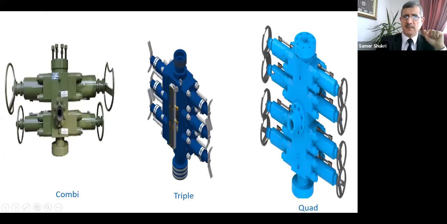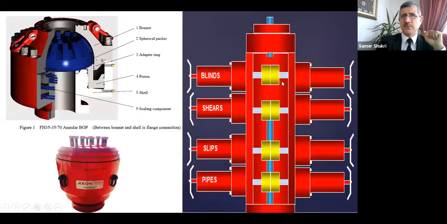You see them. This is a quad, this is a triple, and this is a combi. Here, if you want to cut the coil tubing, what will happen? We have a sequence: close slip ram, close pipe ram, close shear ram, then pick up coil tubing 2 feet, then close the blind ram. In this case, we secure the well. We have annular BOP also.